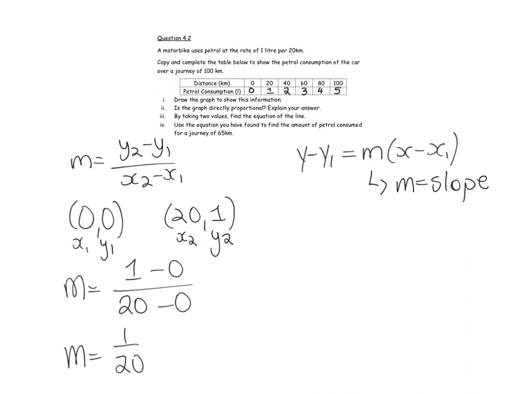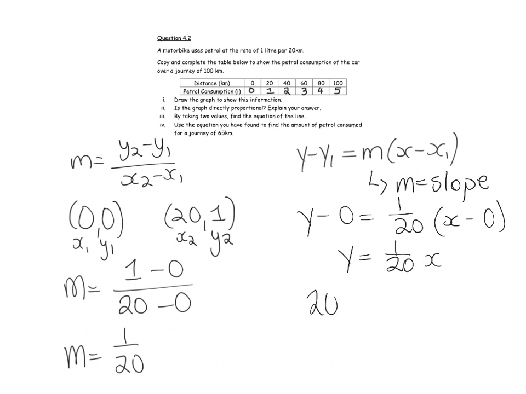Then we can fill it in. So I'm going to use x1 and y1. So y minus 0 is equal to 1 over 20 by x minus x1, which is 0. So this will become y is equal to 1 over 20 x. Then what we'll get is that this is 20y is equal to x, by multiplying both sides by 20.